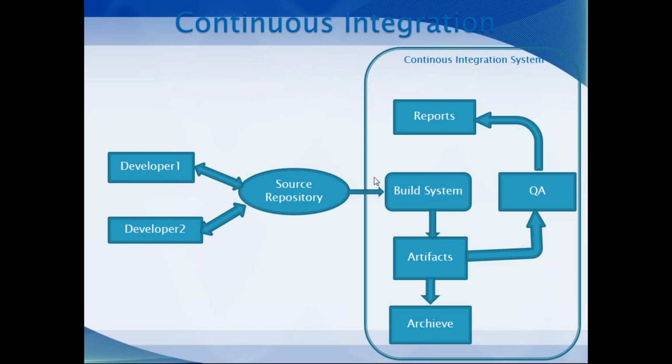Do you have any doubt from this diagram? If you have, please ask me. Developers take the code and commit to the source code repository, and this continuous integration tool will get code from the source code repository and create artifacts. If you have an artifact repository, you can archive those artifacts into that repository with versions, and you can do quality analysis as well, and you will get reports. This is how a continuous integration system works.